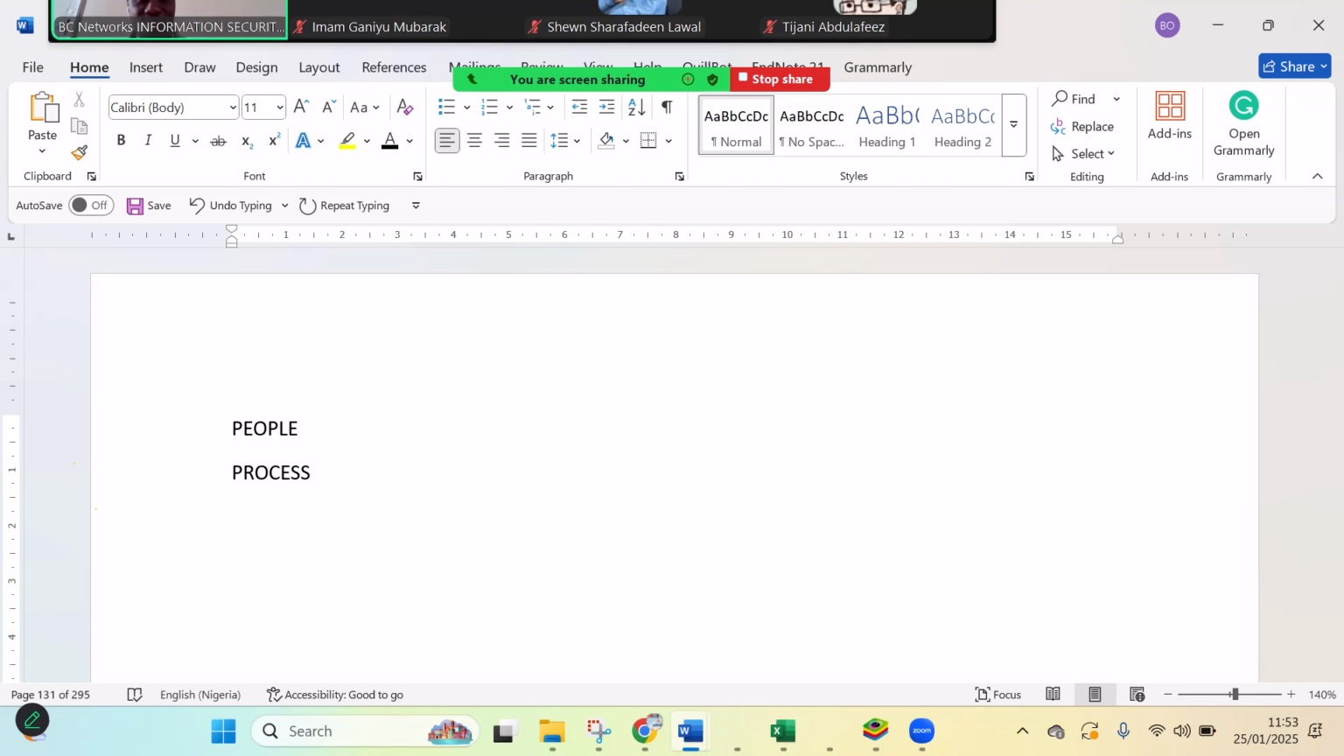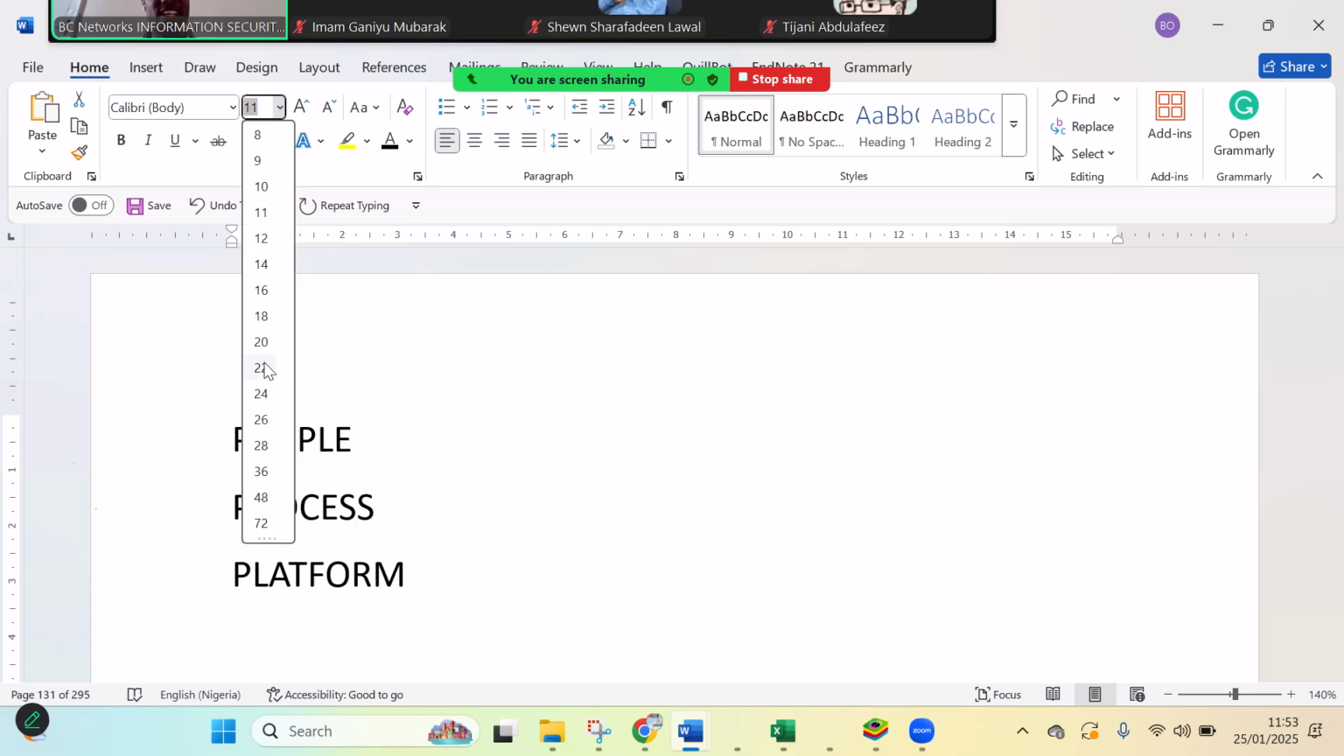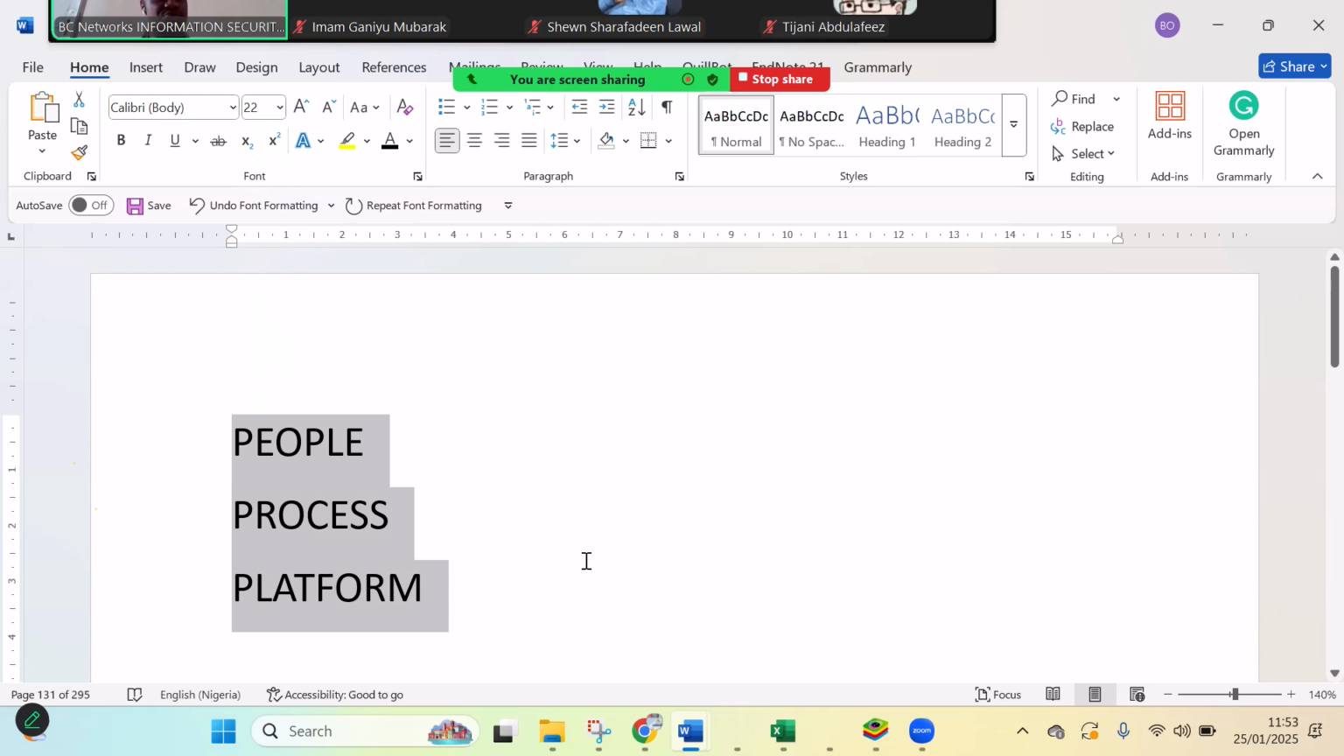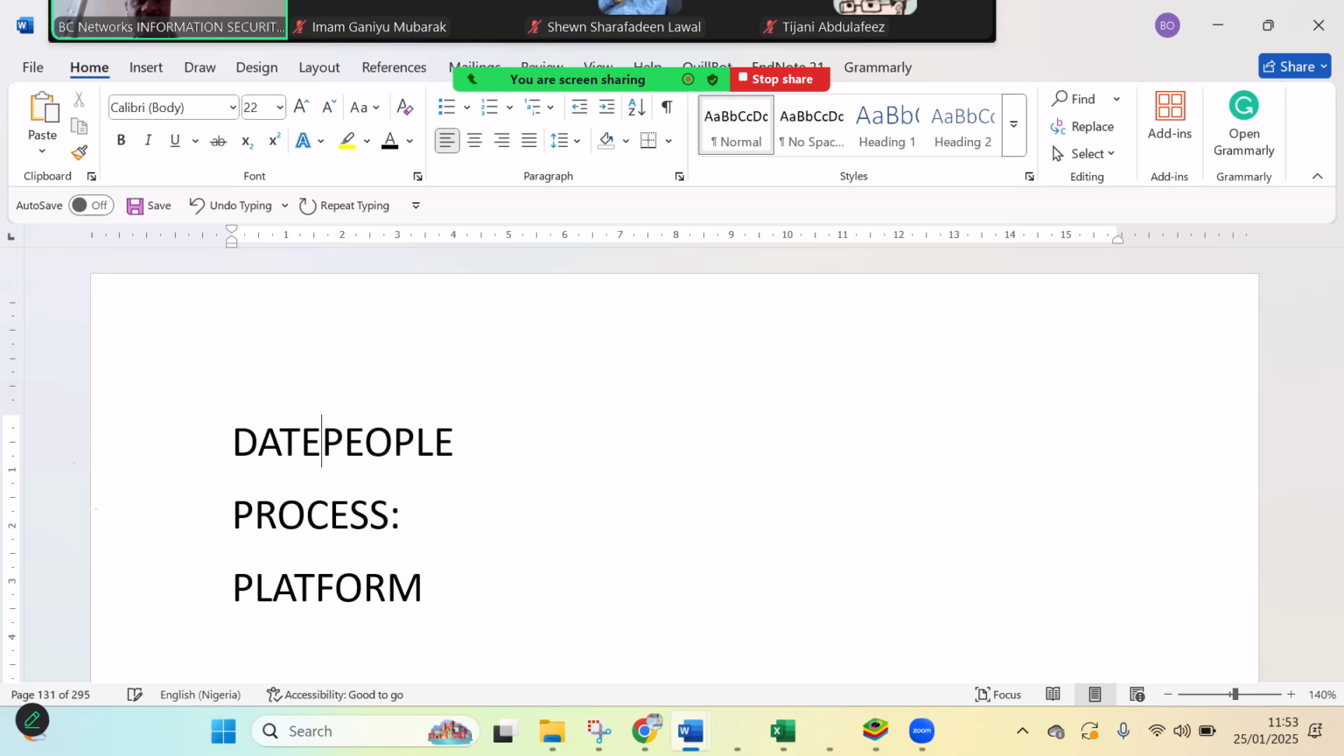Platform, okay? Now, we've talked about the people, because they are already engaged with the use of the information systems, they must be well managed, and they ensure that the process you put in place actually meets the objective. The process involves how you ensure data. I also have data. I hope you can see my screen, it's shared.